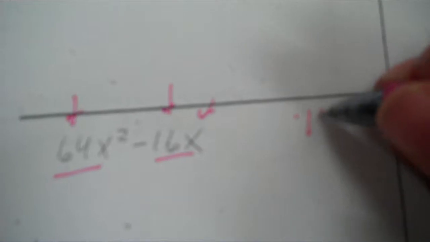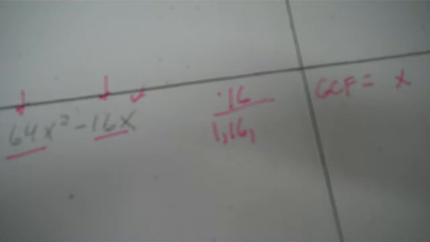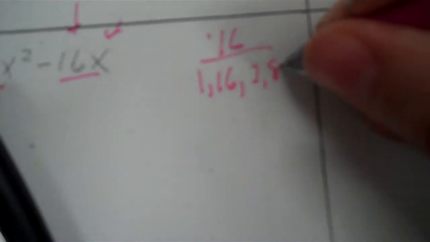Now, 64 and 16. Again, 16 is your smallest, okay? So 16 divided by 1 is 16, so 1, 16. 16 divided by 2 is 8, so 2 and 8. After 2 comes 3, that's a decimal. After 3 comes 4. Okay, 4 and 4.